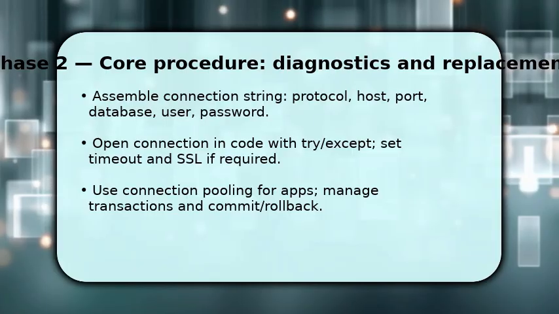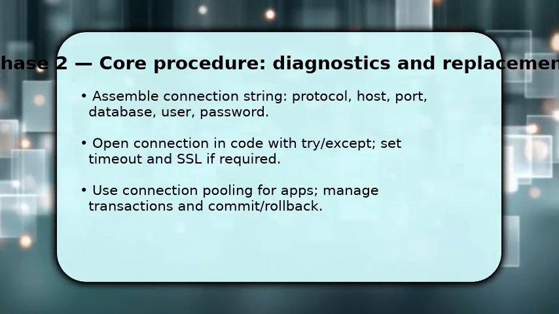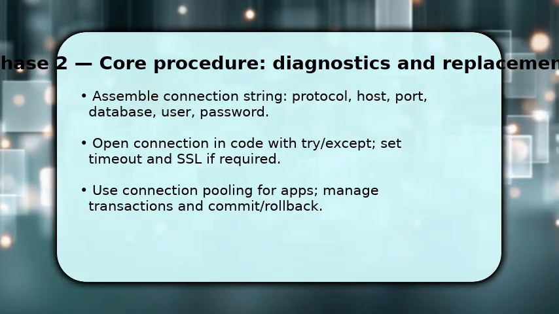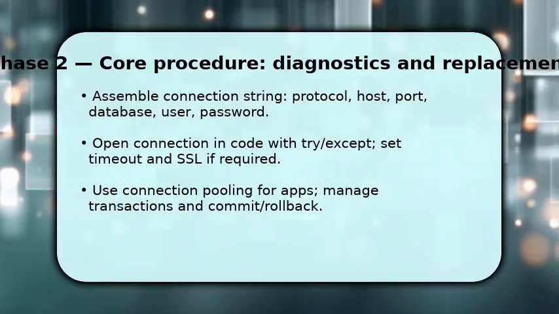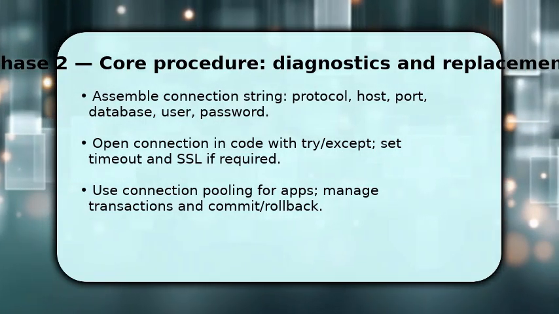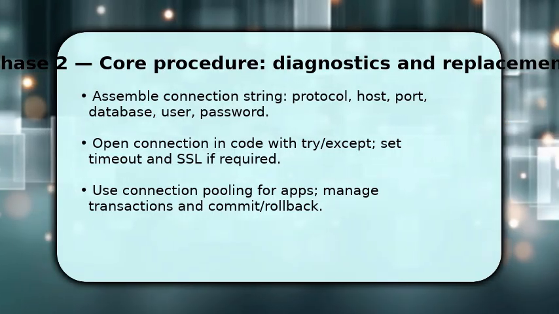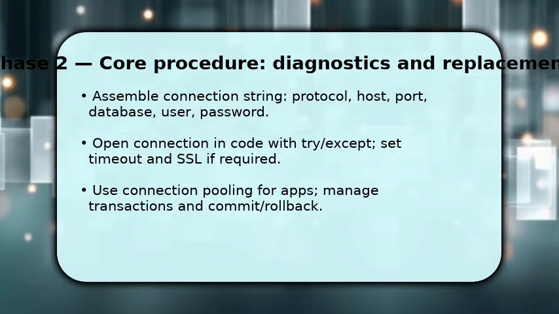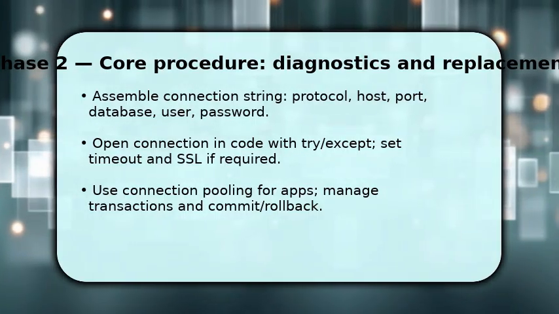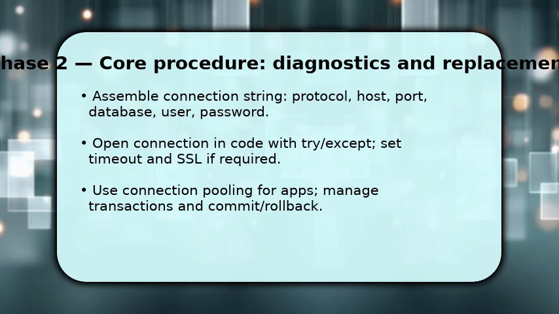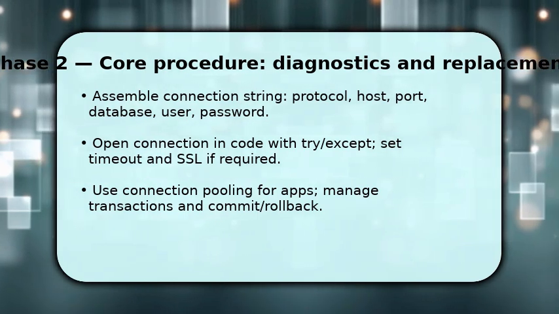In code, open the connection inside a try/except block, set a sensible timeout, and enable SSL when connecting to production. Once connected, wrap statements in transactions, commit on success, roll back on exceptions, because that preserves data integrity. If your app handles many concurrent requests, make sure to use a connection pool to reuse connections and avoid overhead.